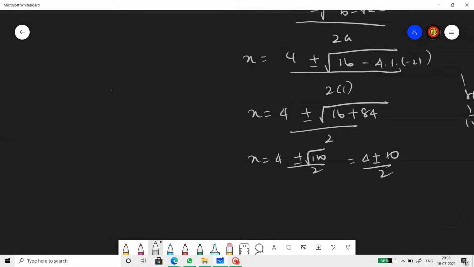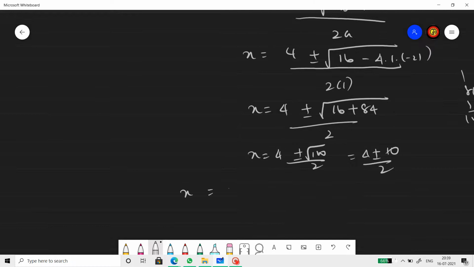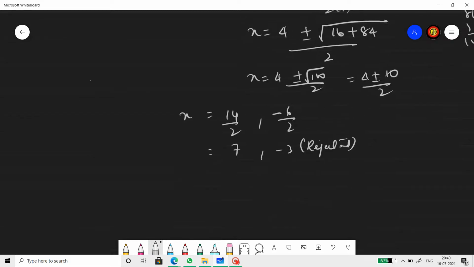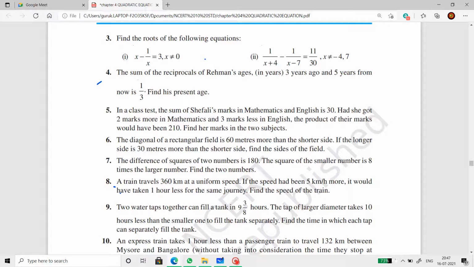x is equal to 14 by 2, comma, minus 6 by 2. So that will give us 7 and minus 3. How can age be negative? It does not validate with the question. It does not go with the question. So therefore we reject x equal to minus 3. So x equal to 7 is the answer. So the present age of Raman is 7 years old.